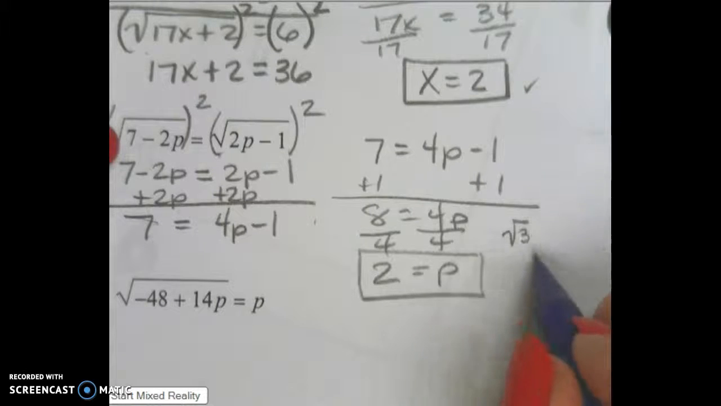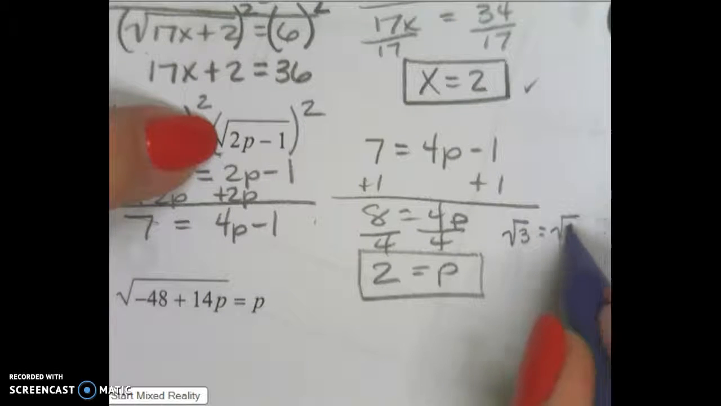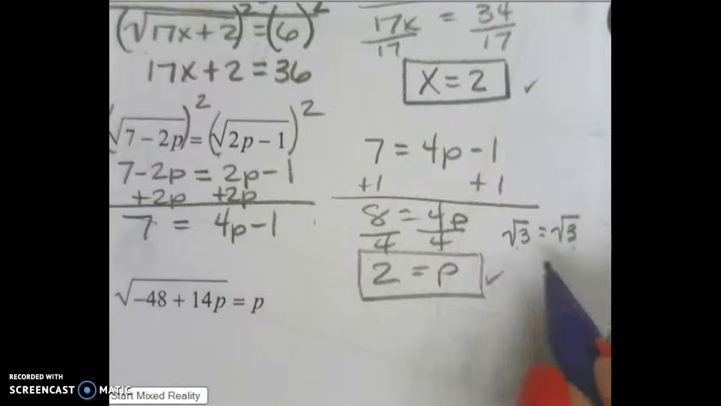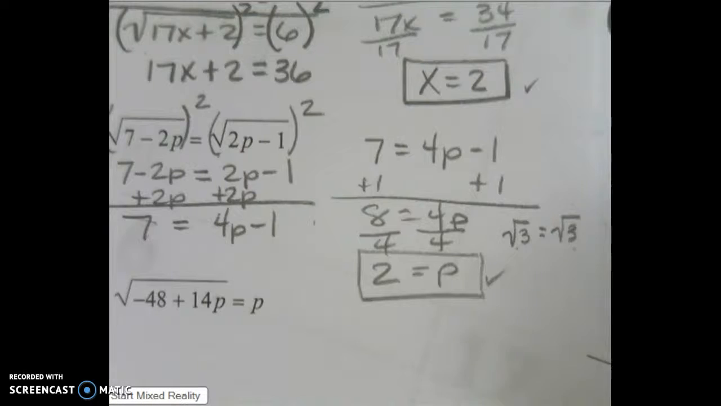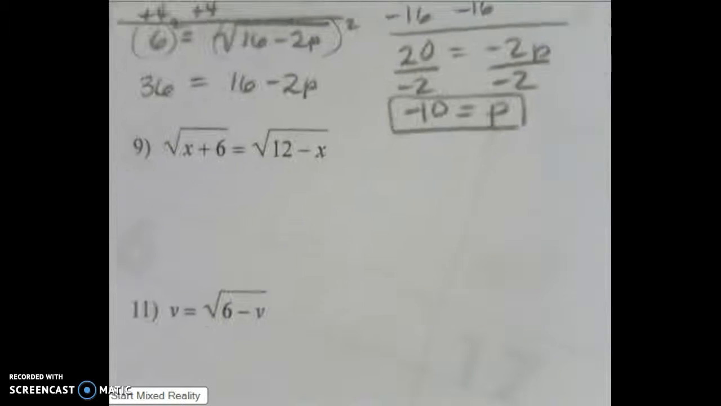So that's the square root of 3. Now when I plug it in here, 2 times 2 is 4, minus 1 is 3. So I get the square root of 3 on both, and so it checks. It is correct. But that's what you do. You check it to make sure that it works. Let's go to problem number 9.